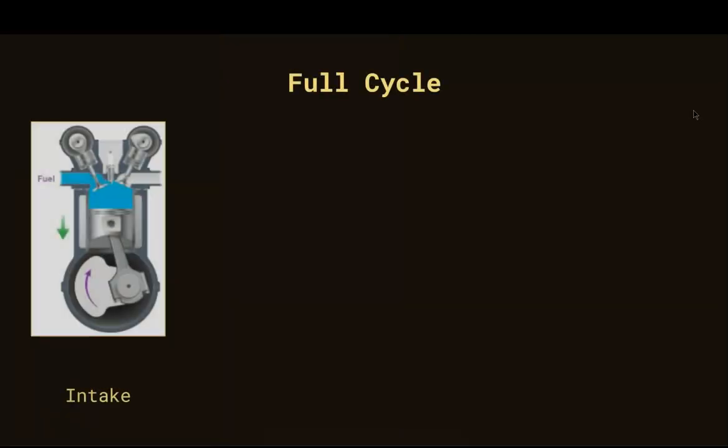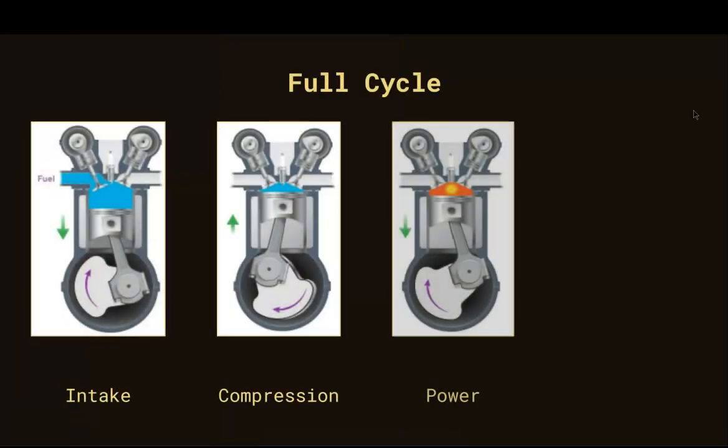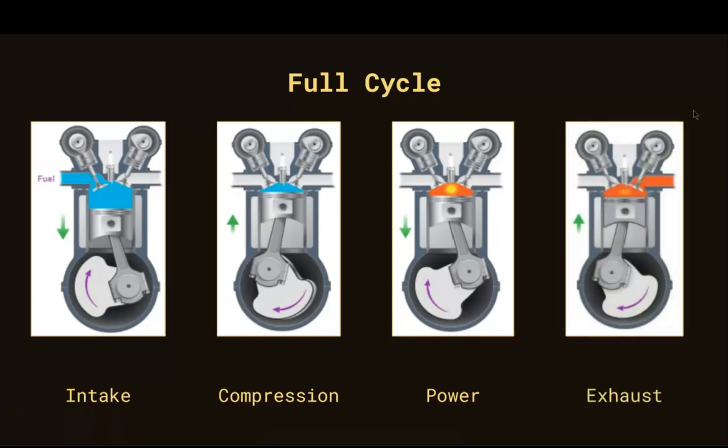The full cycle, if we just go ahead and take a look at it all together, is made up of the intake, compression, power, and exhaust phases. You can see this from left to right. I've got some images here, but we won't stay here for too long. Let's get into each one individually. The four-stroke is made up of these four distinct phases.